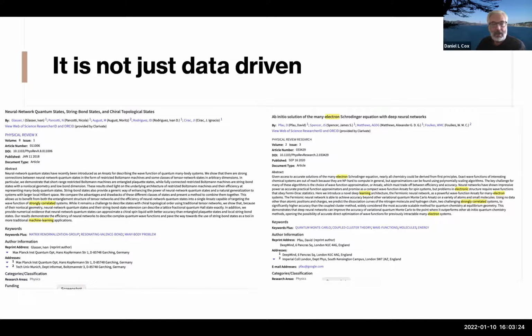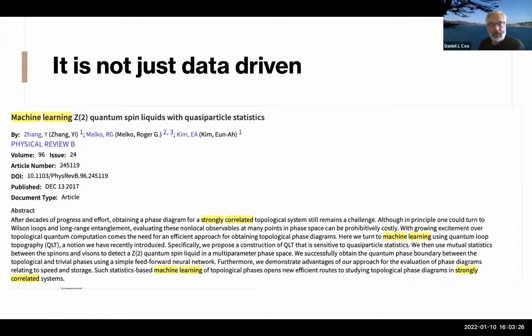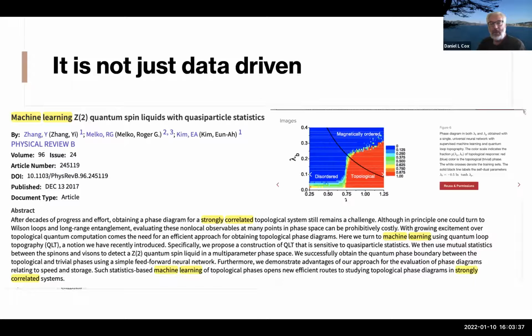And then this is a paper that was quite lovely from the collaboration of Zhang, Melko, and Kim, which is using machine learning to identify quantum spin liquids in model Hamiltonians. And they use machine learning to actually identify this phase boundary between a topological phase and a disordered phase in the space of these coupling constants here.